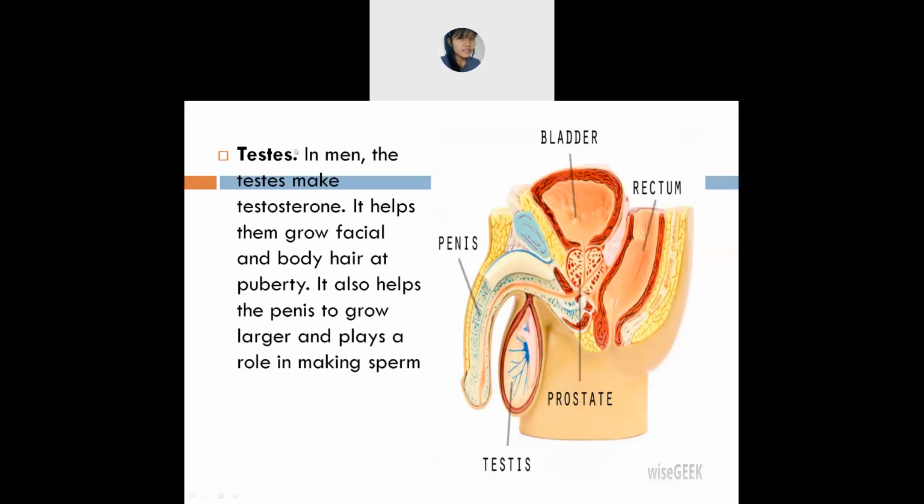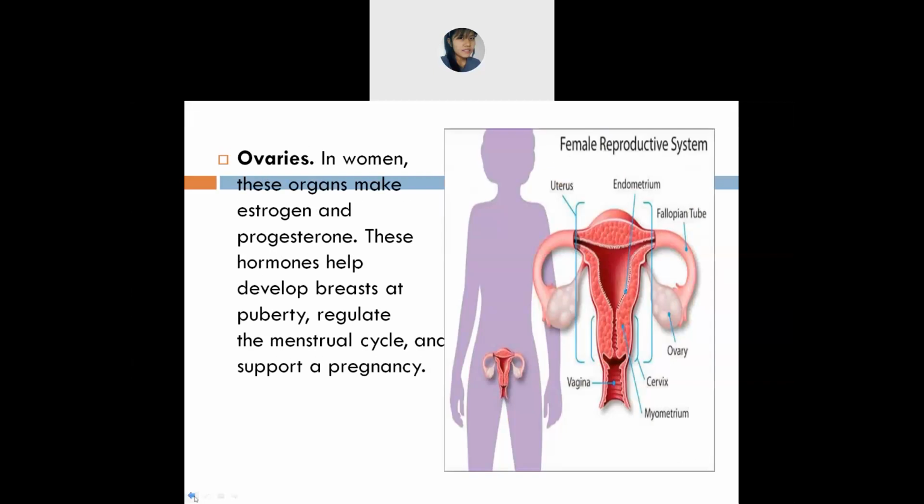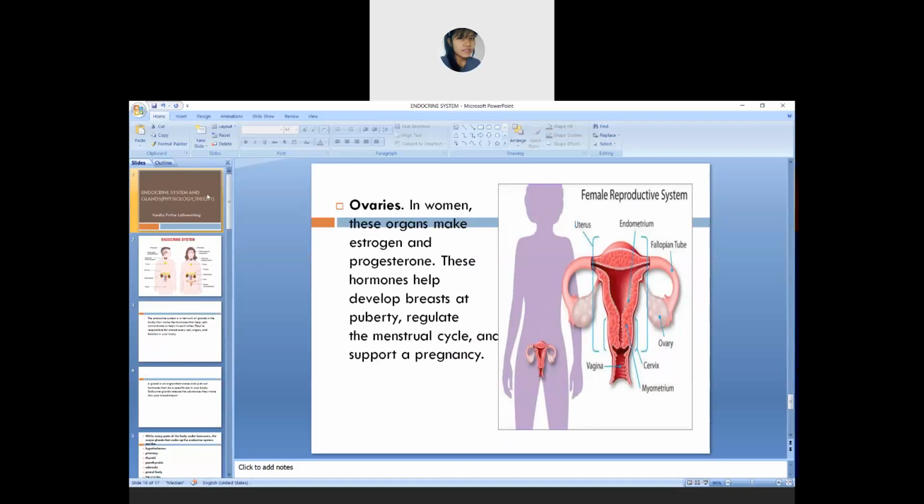So don't get confused. This testis you will find only in the male reproductive system, and the ovary you will find only in the female reproductive system. Other glands are all the same, for example the pineal gland and hypothalamus. Everything is the same except the reproductive system part, where you will find the difference. Other than that, everything is the same. Are you clear, students, with the endocrine system?